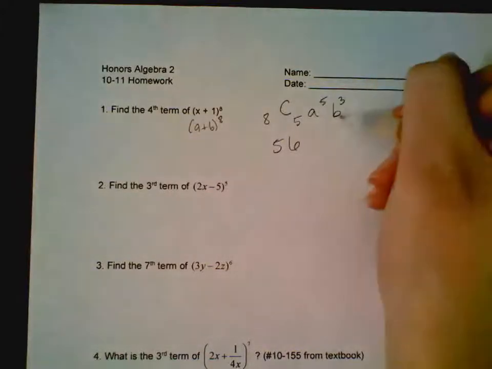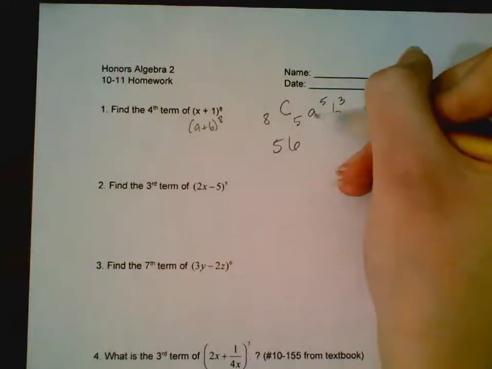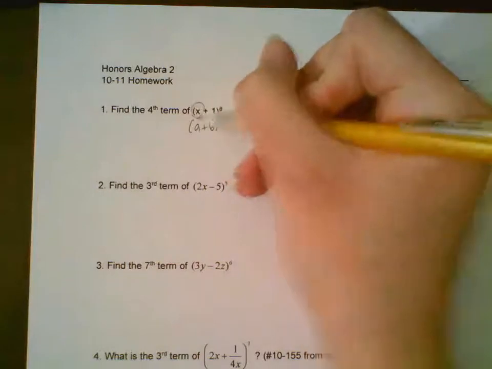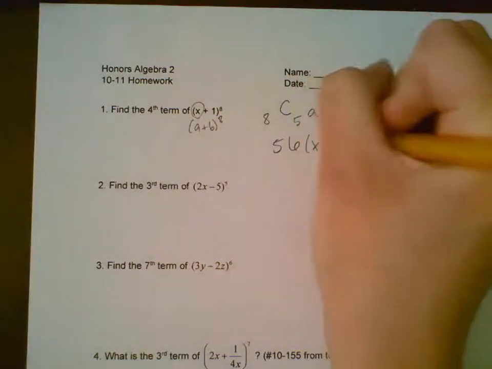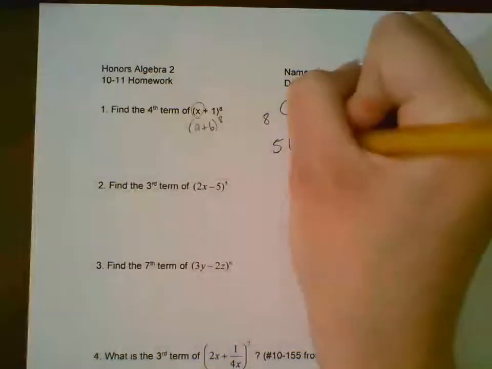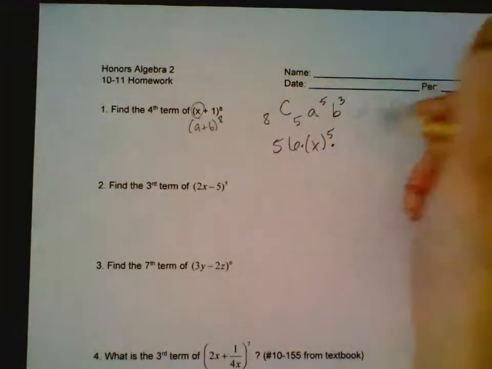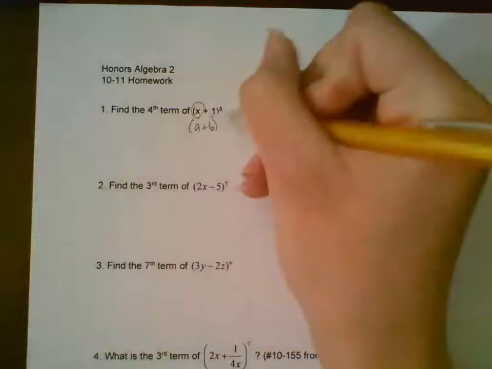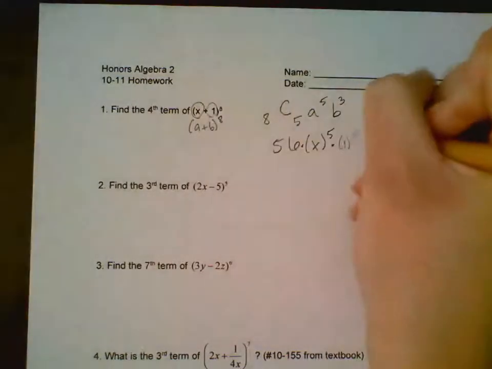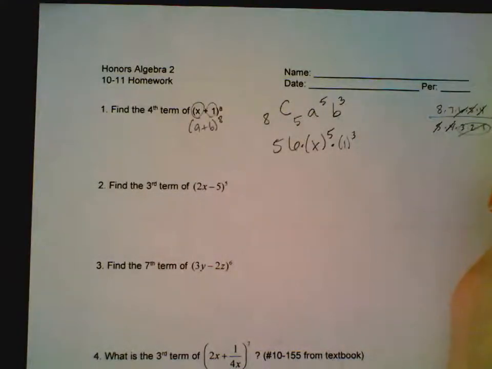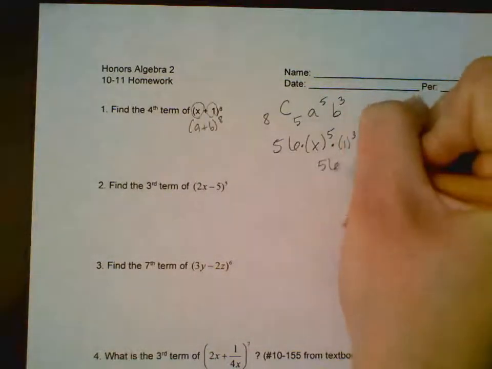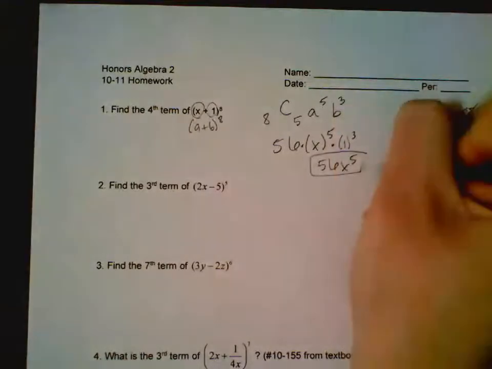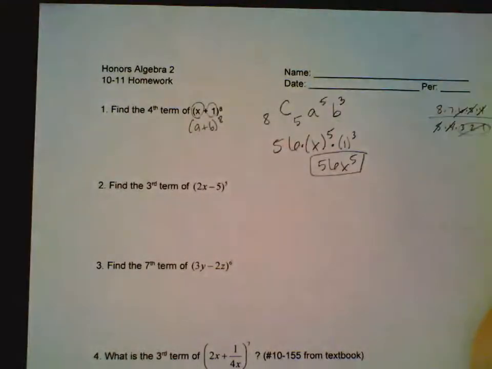Then I have a to the 5th and b to the 3rd. A is actually not a. A is actually our first part in that binomial, so it's actually going to be x, which really doesn't change it too much. And then b is our second term in the binomial, so that's actually just positive 1. Again, not changing it too much. So if I actually do the exponents and multiply it together, I will just get 56x to the 5th would be the fourth term in that expanded binomial.